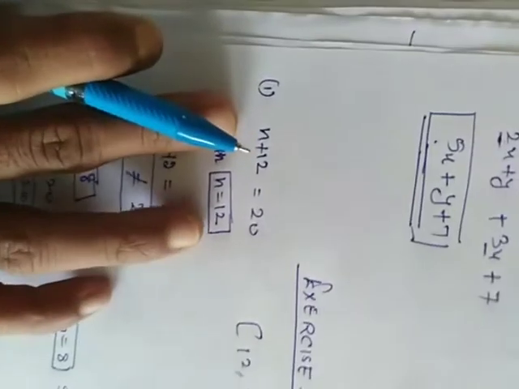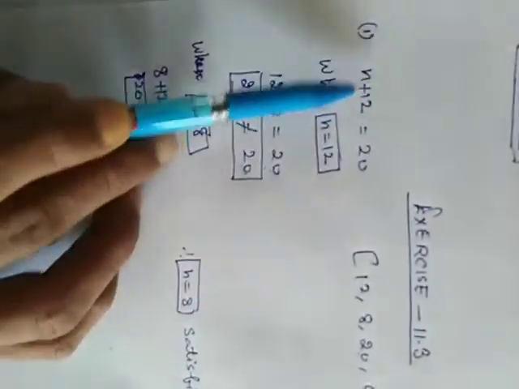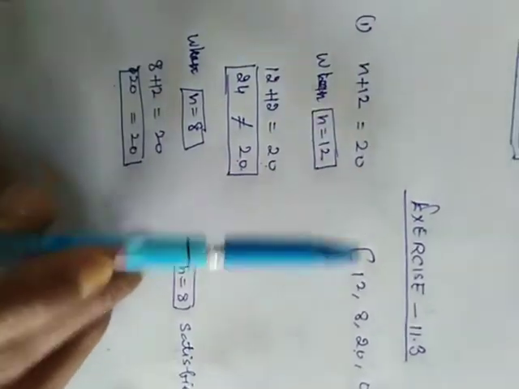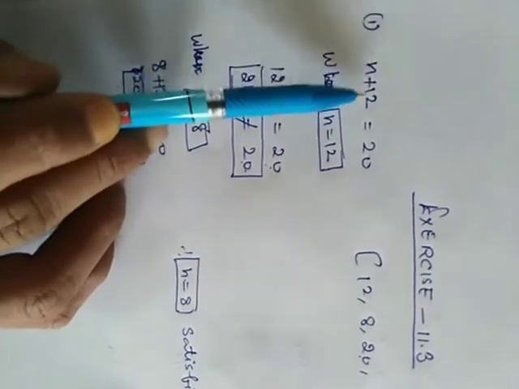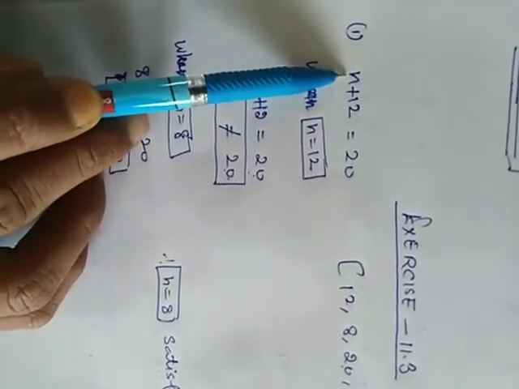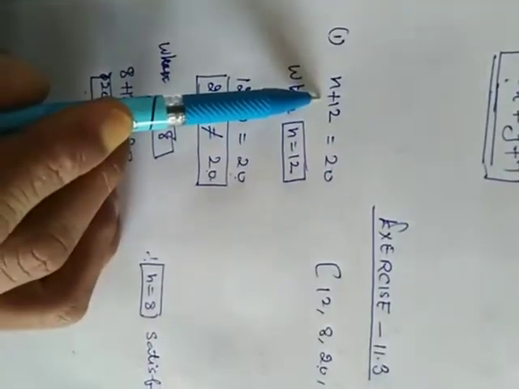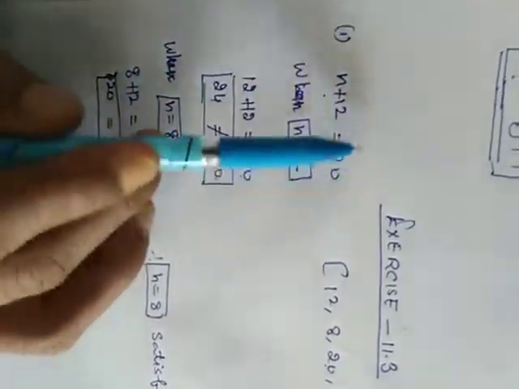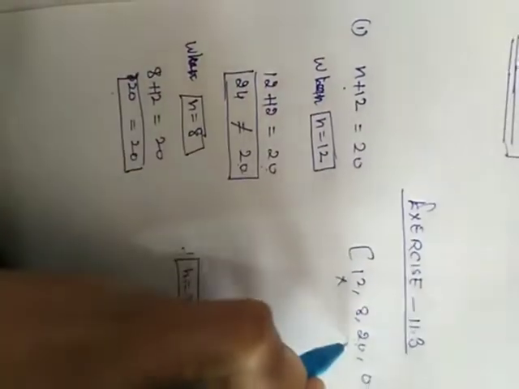Okay, so let's take one more value, 20 and 0. I am going to solve this here on the same equation. So we have n plus 12 is equal to 20. If we substitute 20 in place of n, then what will we get? 20 plus 12. So 20 plus 12 is equal to 32. So 32 will never be equal to 20, so hence 20 also does not satisfy the equation.